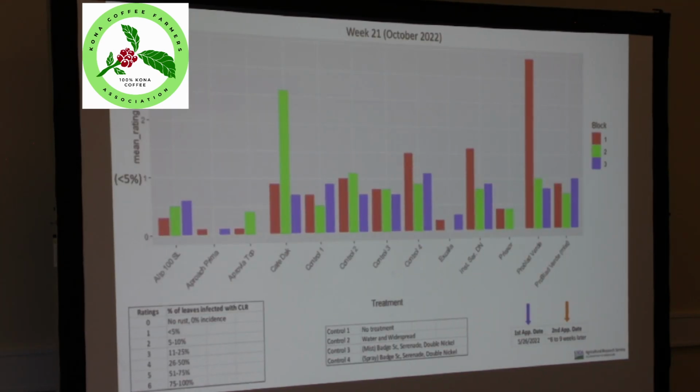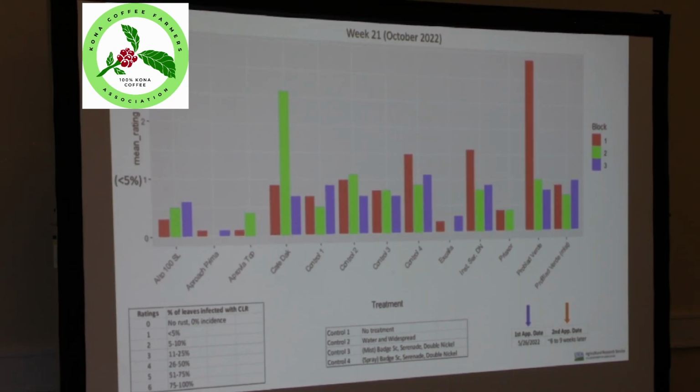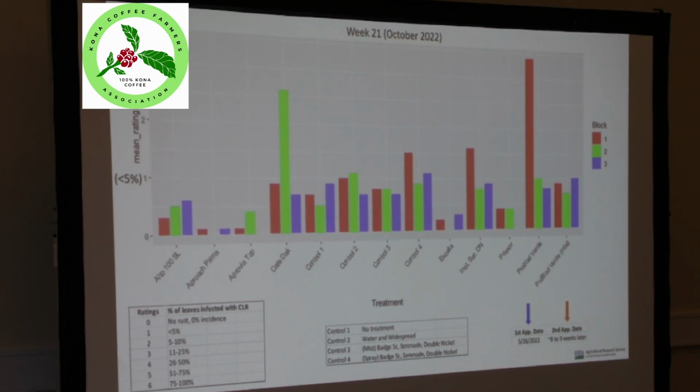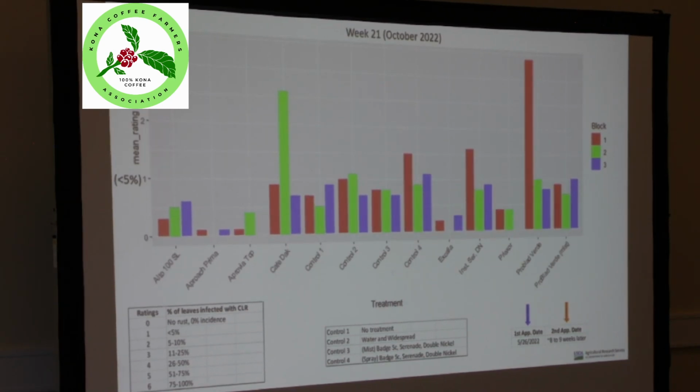Okay, when we look again, the previous slide was the average of all 3 blocks. We were interested in seeing if there were differences between blocks. And so red, green, and blue shows you blocks 1, 2, and 3 with the various products. And there definitely appeared to be a few areas that had hot spots.